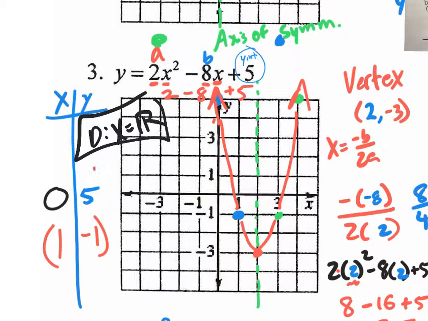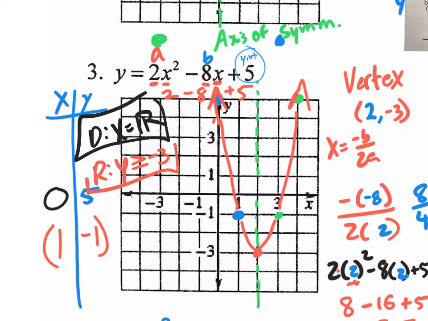How about the range? The range is going to be the y values. Where's this graph at? Is it above a certain value or below a certain value? But remember to include it. It's above a certain value. What's that certain value? The negative 3, the y value of your vertex. So we're going to say the range is above, which means greater than, and we're going to include that negative 3 that our vertex is at.